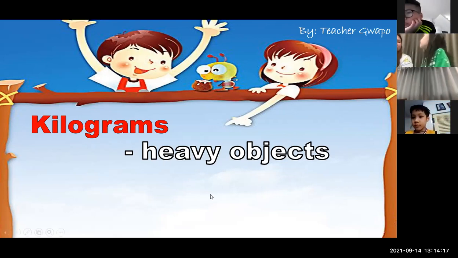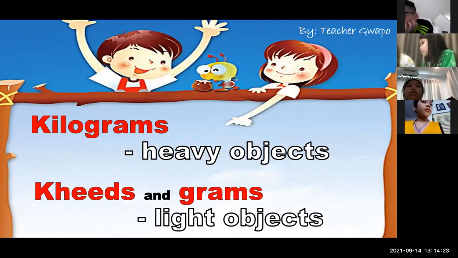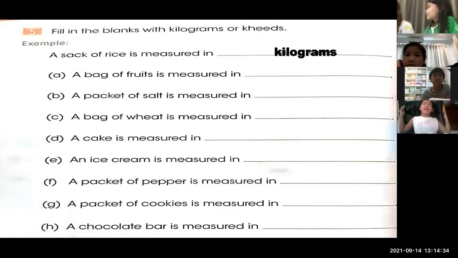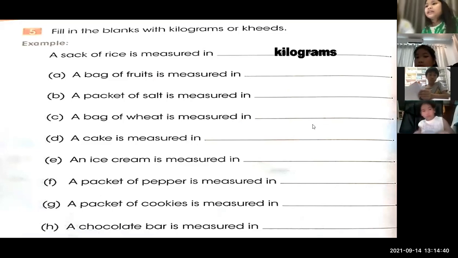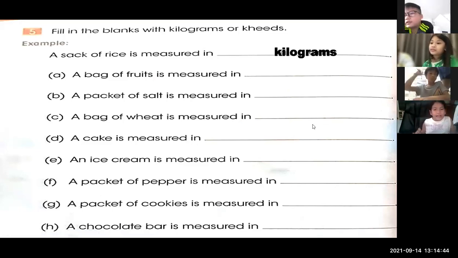I want to ask all of you, but we still don't have time. So we use kilograms in weighing heavy objects, and we use kids or grams in light objects, like a pencil, a can of cola, a notebook. Now here, on page 52 in your book, let's look at what we use when we weigh these objects.